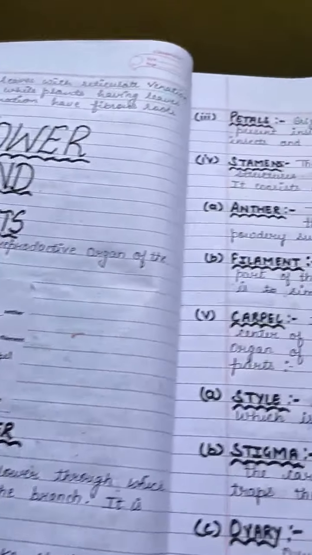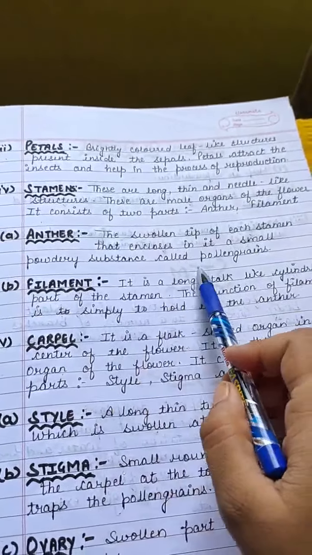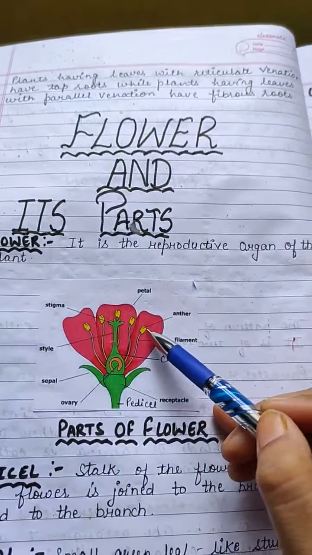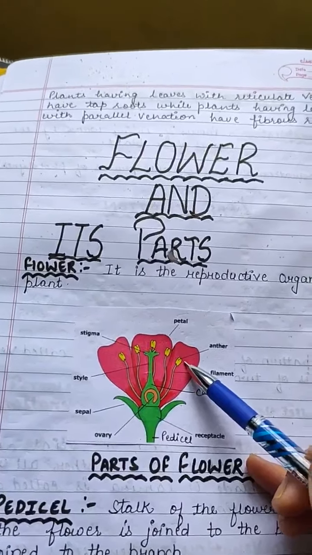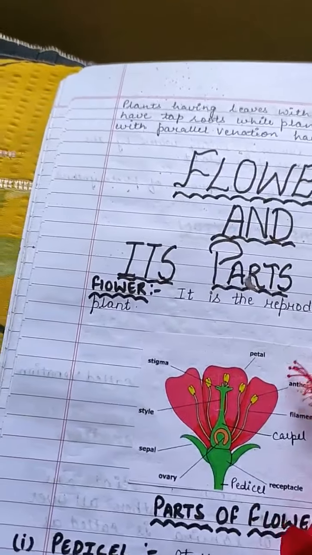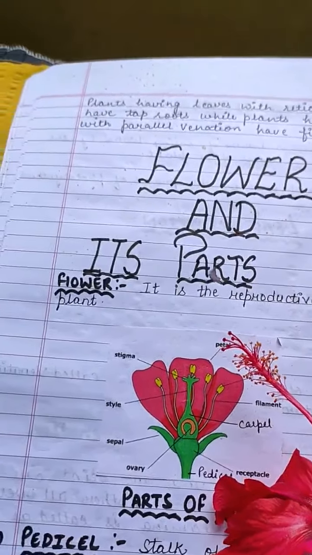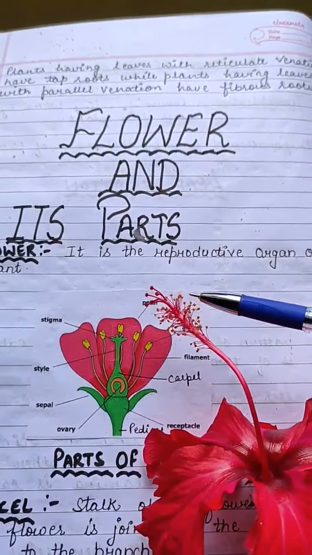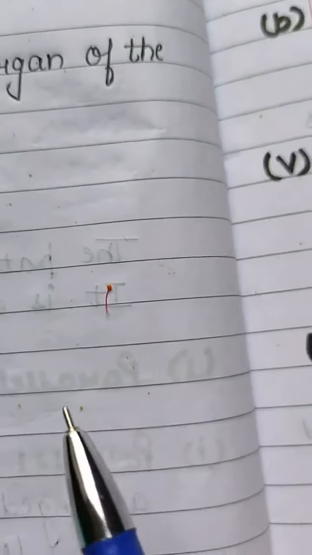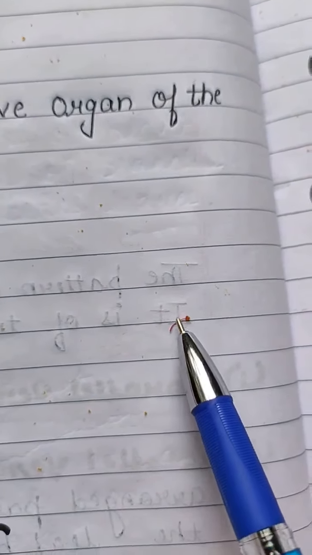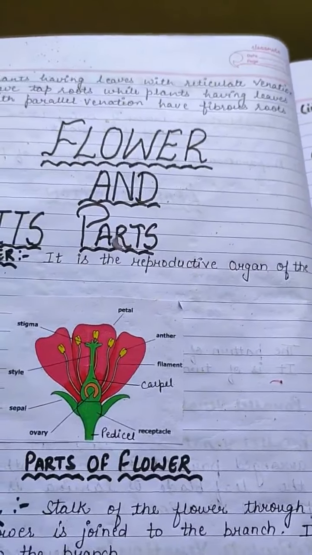Next is anther. The swollen tip of each stamen that encloses a small powdery substance called pollen grains. So this yellow part is known as anther. Inside it, a powdery substance called pollen grains is present. You can see here also. These yellow parts are known as anther, and this tube-like structure is known as filament. Inside these yellow anthers, pollen grains are present, which look like a powdery substance. This is the anther, and this stalk-like structure is known as a filament, and together it is known as stamen.